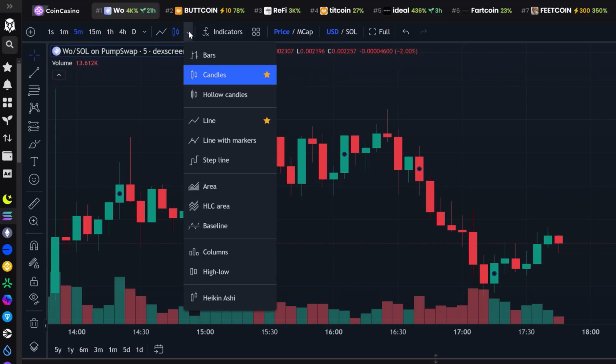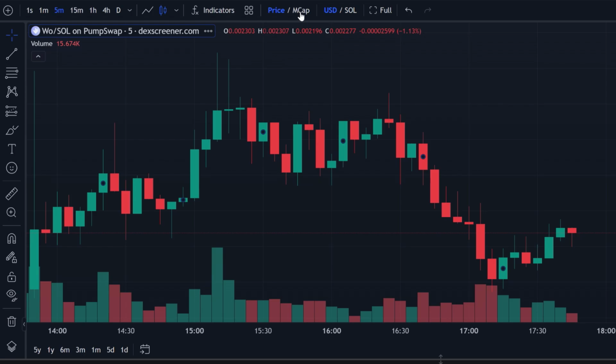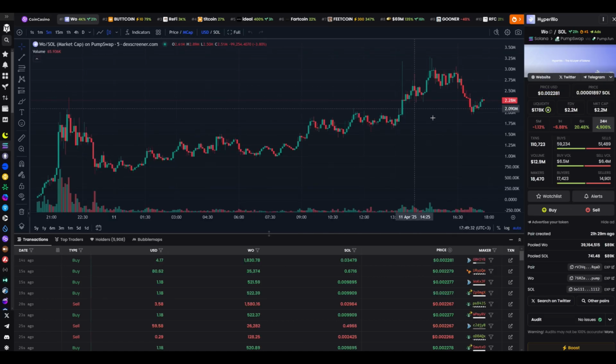Next to the time frame, you can choose the chart type. Line, candles, area. I go with candles. They're clear and illustrative. Further to the right, there's a switch. Price or market cap. I choose the market cap. It shows how weighty the token is, not just its price in dollars.